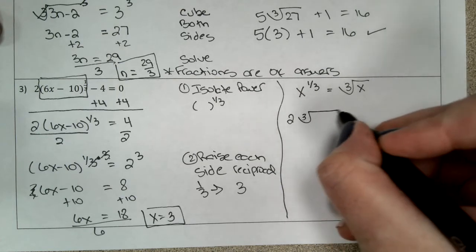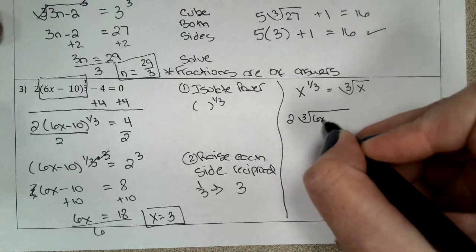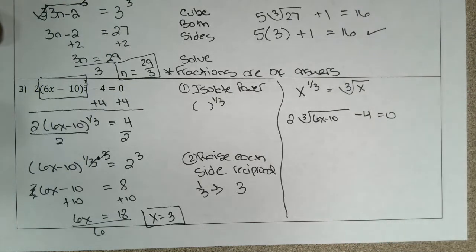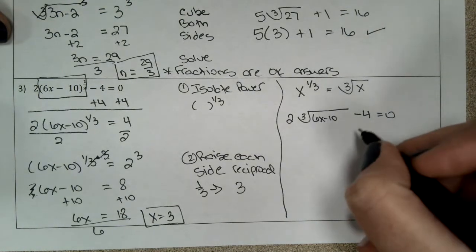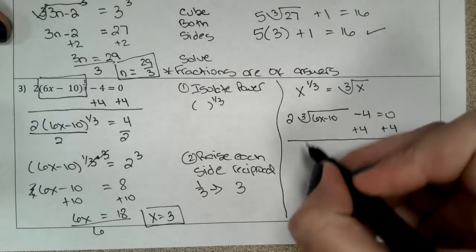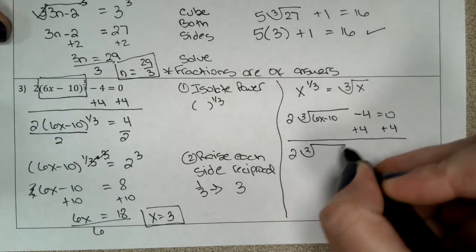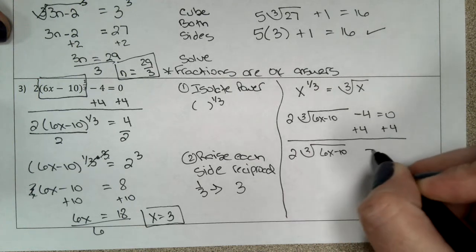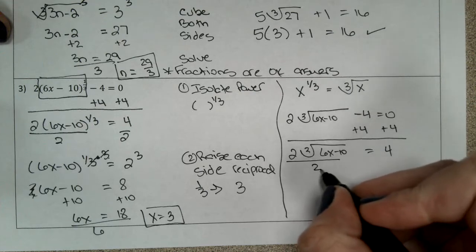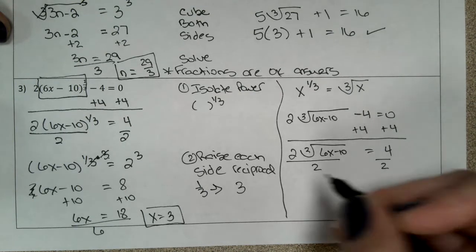2 cube root of 6x minus 10 minus 4 equals 0. So now the problem basically looks like number 2 did, and we're going to go through the same motions. You still have to isolate the radical. So we're going to add 4 to both sides, and then we're going to divide both sides by 2.